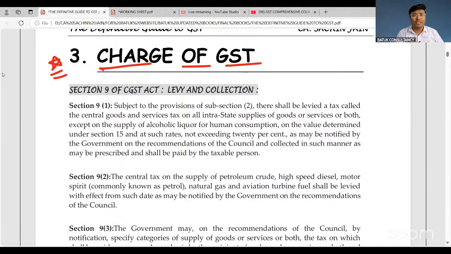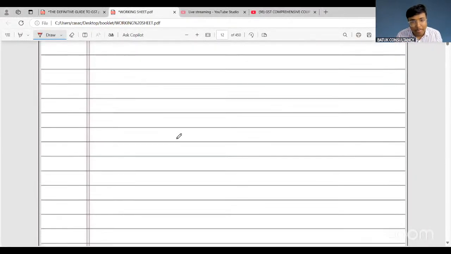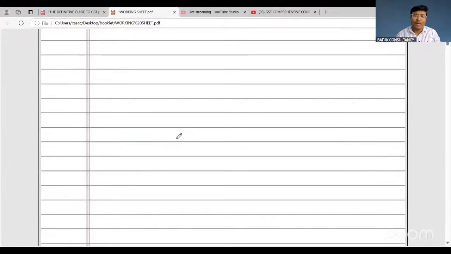Now, charge of GST. That is called the charging section. When the GST will be applicable, that is the most important thing. We are saying that whenever there is a supply, yes, GST is triggered. But how will the GST be charged? What types of rates are there, what will be the highest rate of GST, when the GST will not be applicable, when the GST will be applicable on a future date. All these things are covered by this charging section, that is section number 9.